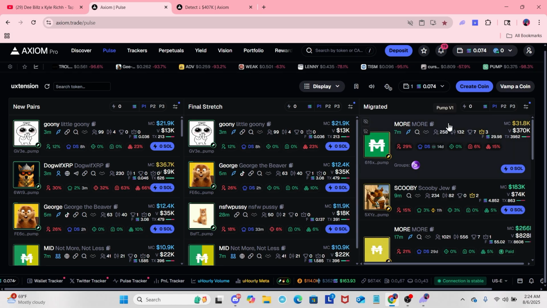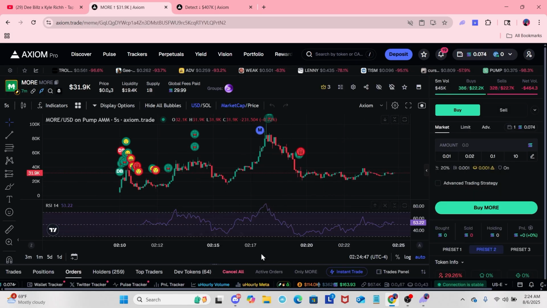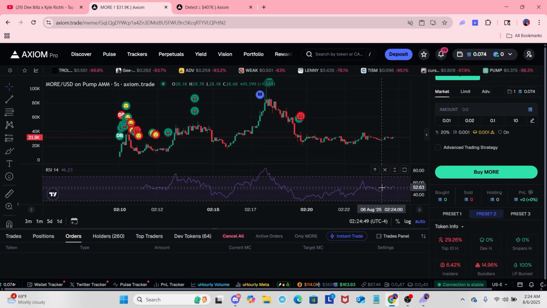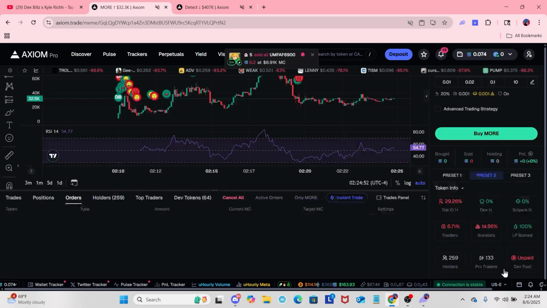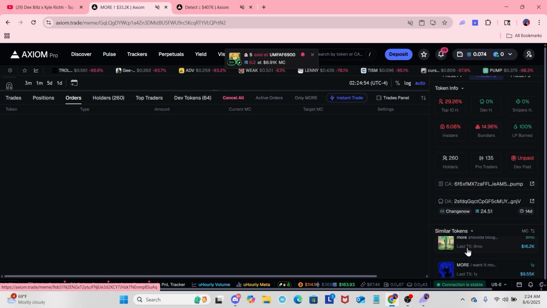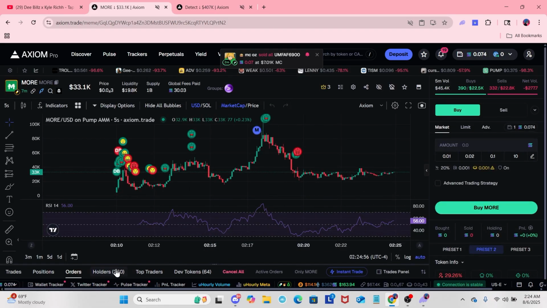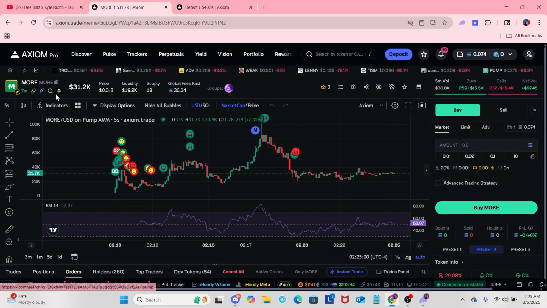That's it for basically when you look at a coin, where you should be looking for a coin. Using bubble maps, we went over insiders, top holders, bundlers, the DEX, the similar tokens, how many holders, top traders, dev tokens. So you should be looking at that for Twitter-wise, all that.